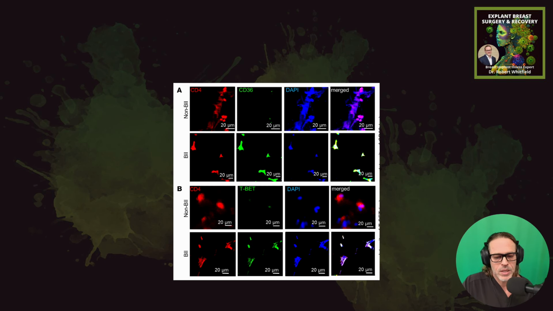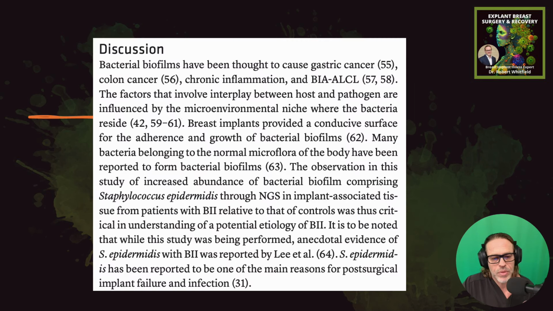And ultimately, this upregulation of these immune system cells leads to what we see in these fluorescent images, which show upregulation of TBAT, upregulation of CD36. And as it talks about in the discussion, this upregulation caused by the bacterial biofilm can lead to basically these symptoms, which are very consistent with chronic inflammation.